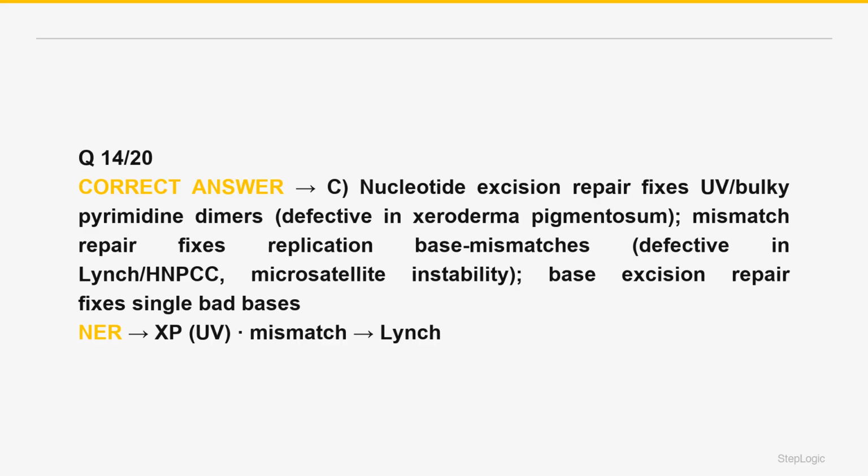Mismatch repair, MMR, corrects base mismatches and small insertion-deletion loops that escape the polymerase's proofreading during replication. Defective MMR, MLH1 and MSH2, causes Lynch syndrome, HNPCC, with early onset colorectal and endometrial cancer with microsatellite instability. For completeness, base excision repair removes single damaged or deaminated bases using glycosylases, important for spontaneous oxidative damage, and homologous recombination and non-homologous end joining repair double strand breaks, defective in BRCA and ataxia telangiectasia.